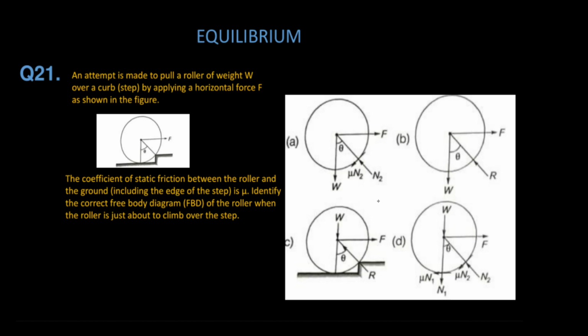So now read this question carefully. An attempt is made to pull the roller of weight W over a curve by applying a horizontal force F, as shown in the figure. Here is the figure given.